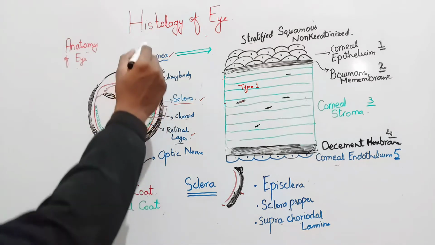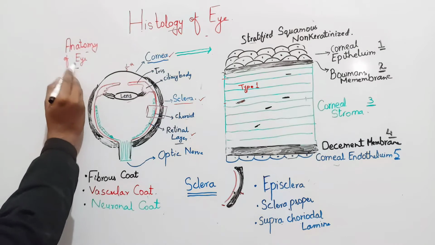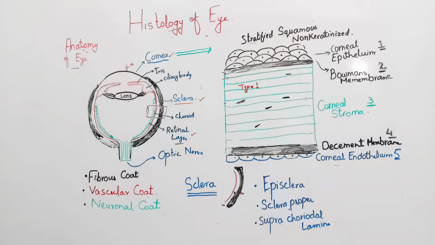Here we will discuss the histology of the eye. First of all, we will discuss the anatomy of the eye. The anatomy of the eye consists of three layers: the fibrous layer, the vascular layer, then the neuronal layer.